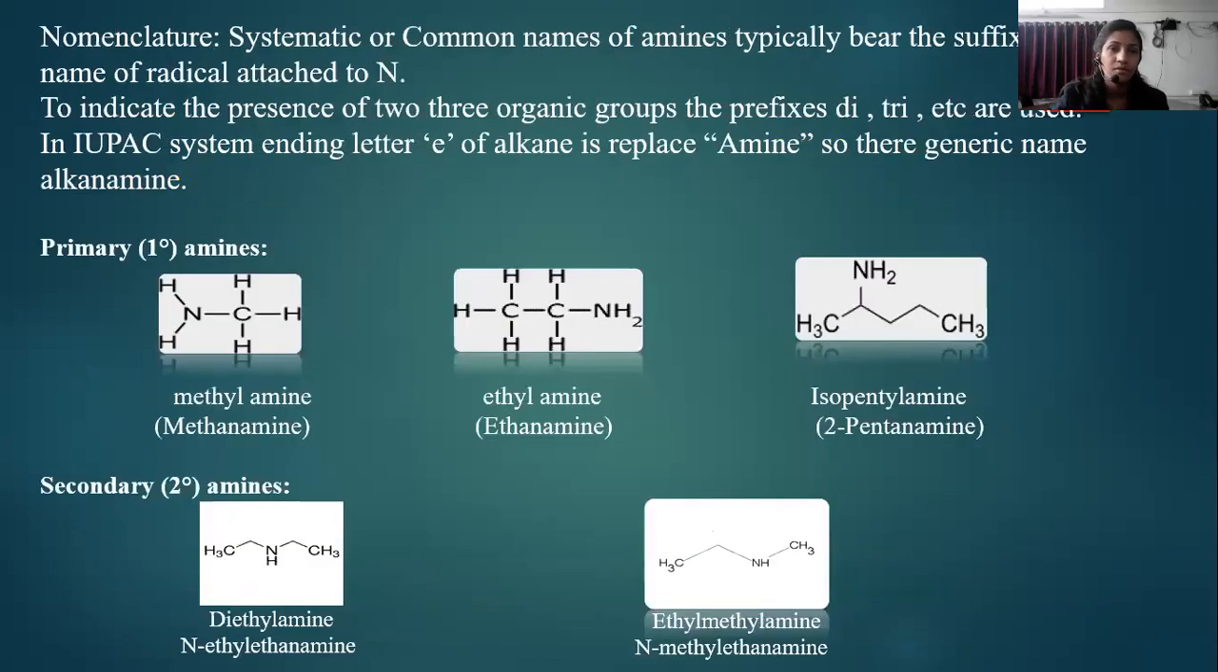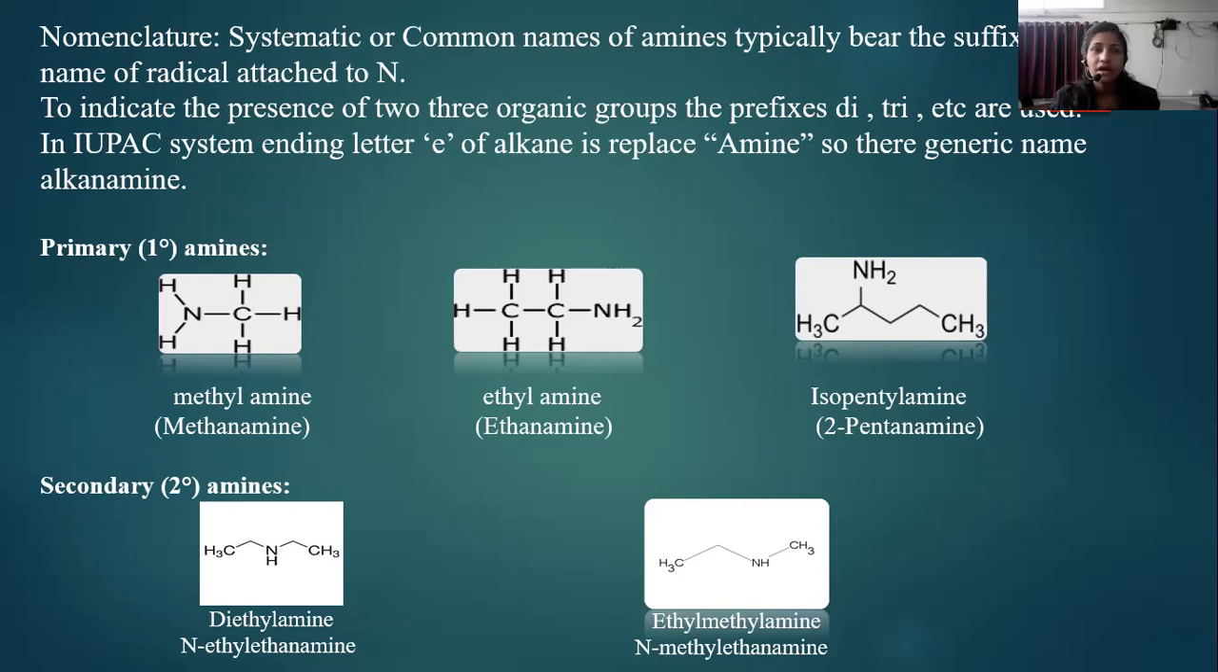Now we move to the nomenclature. Nomenclature part 1: systematic or common name and IUPAC name. First of all, we introduce the common name. The common name of amines typically bears the suffix amine, with the name of the radical attached to the N. It also indicates the presence of two or more organic groups present in amines, so we prefix di, tri, etc.